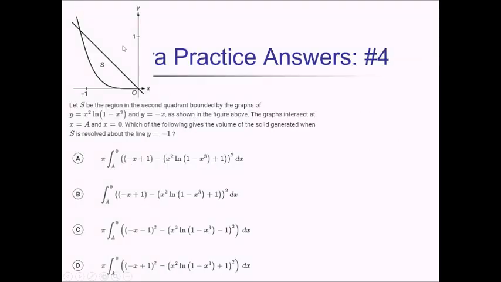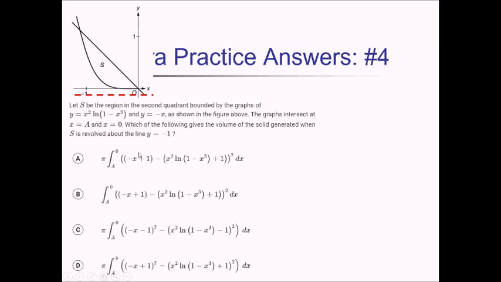For this problem, we have this region S that we're trying to revolve around the line y equals -1, and we just want the integral that does that for us. So let me see here. I need to find my limits of integration first, and they told us that these functions that are giving us this region are intersecting at x equals a and 0. So we have the integral from a to 0, and we have that in all the answer choices, so that doesn't really narrow anything down.